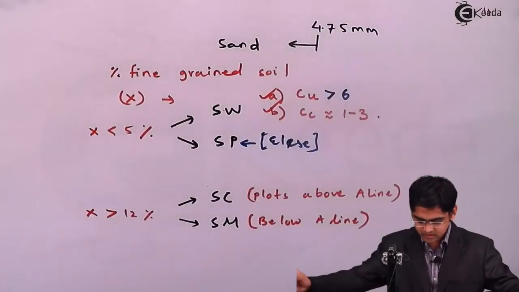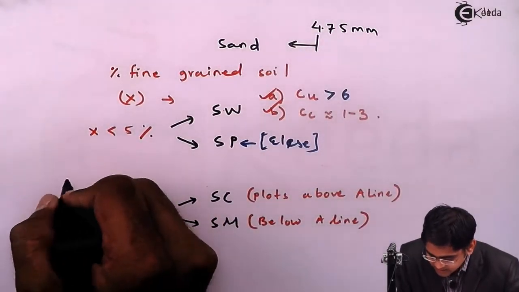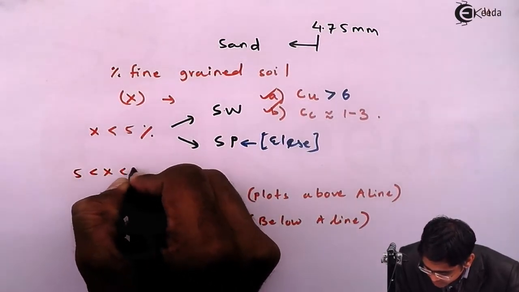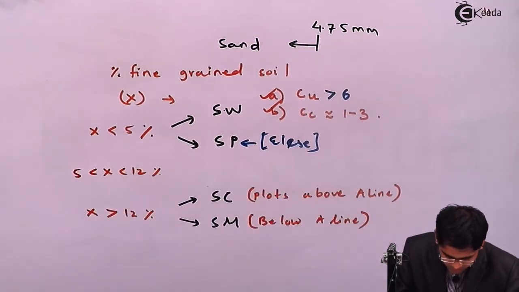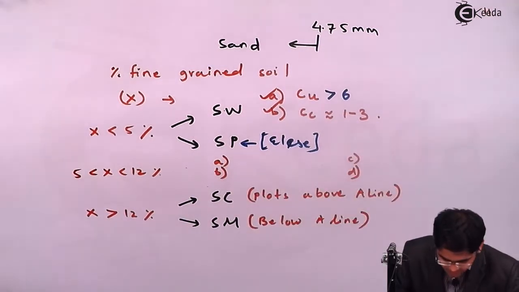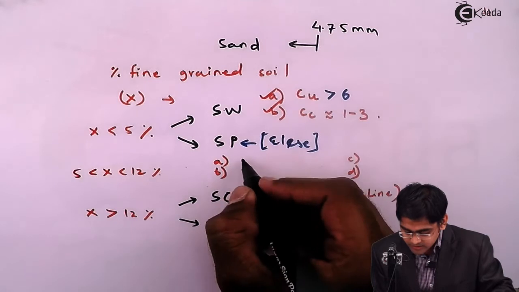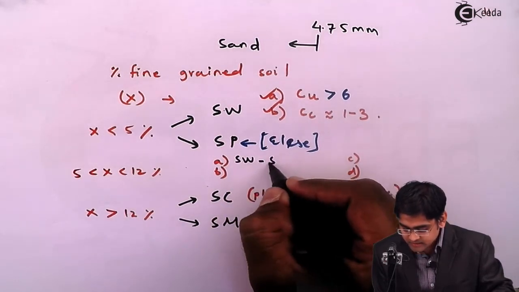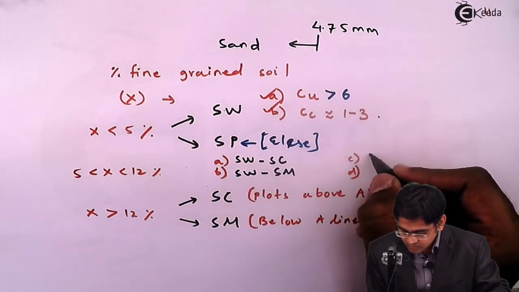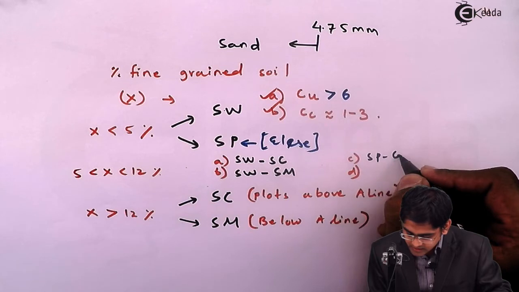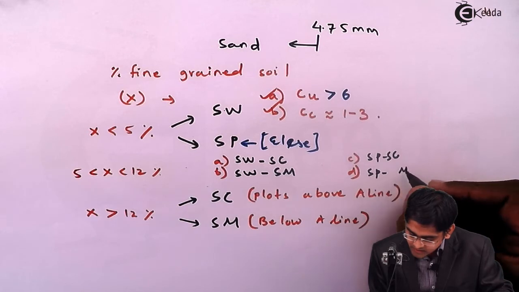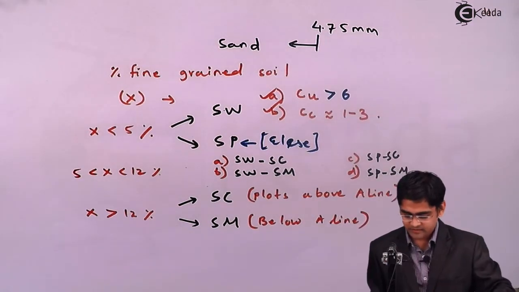And also, if X, that is the percentage of fine grained soil, is in between 5 to 12, we again have the 4 subclasses A, B, C and D, which give a dual symbol. Dual symbol means well graded sand with silty sand, well graded sand with clayey sand, poorly graded sand with clayey sand, and poorly graded sand with silty sand. So that's how we'll give the name.